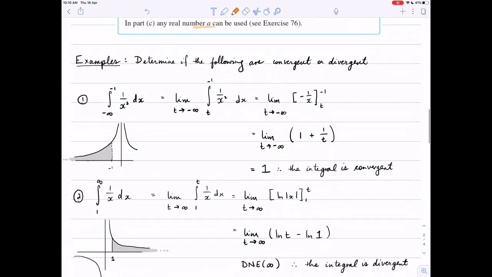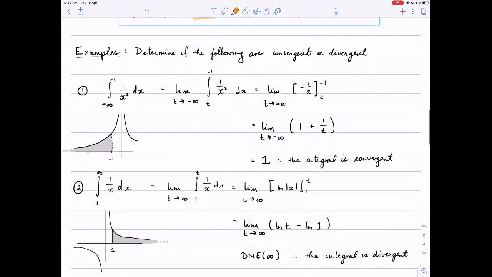So we are going to determine if the following are convergent or divergent. Those are vocabulary words that we just learned. Whether the limit that comes out of these integrals exists. Convergent is the limit exists. Divergent is the limit does not exist. So let's look at the first example here, number 1. The integral from minus infinity to minus 1 of 1 over x squared dx.